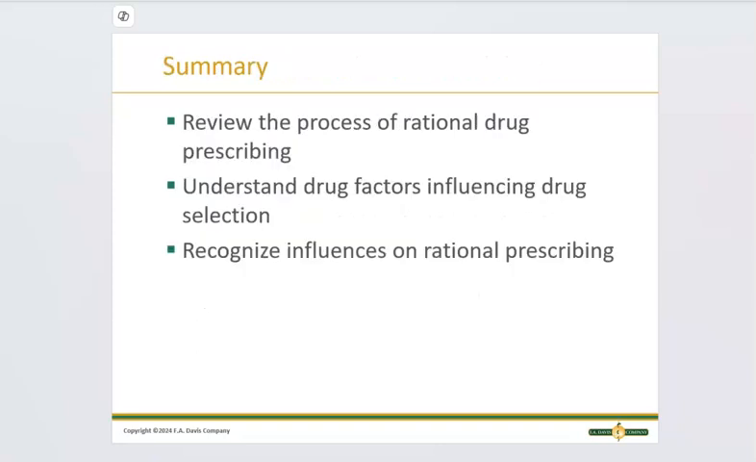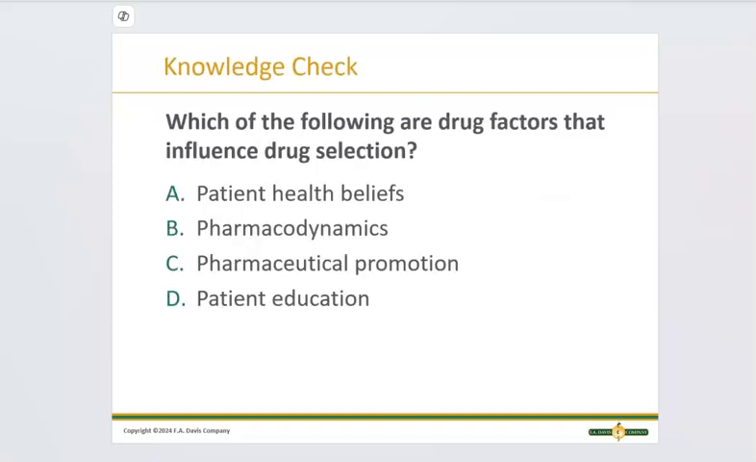So in summary, the process of rational drug prescribing has a lot of different things at play. We have to understand the drug factors that are going to influence our drug selection and recognize influences on our rational prescribing like we've talked about here. All right, knowledge check. This is a short chapter.